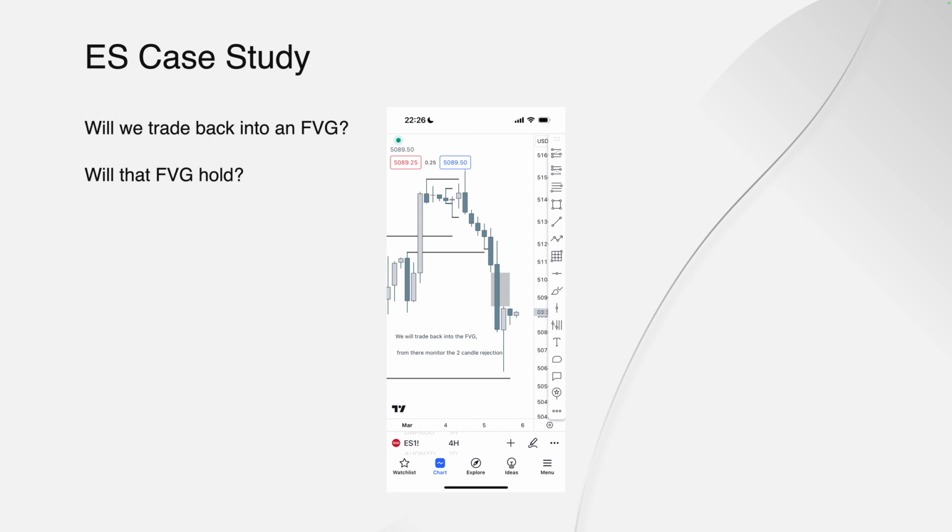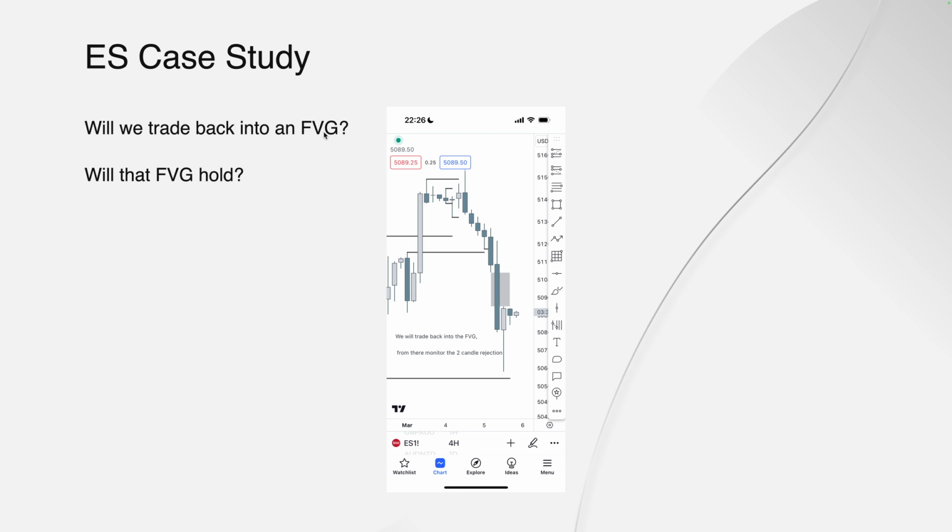I want to show you my exact thought process in a live market as well, where I wrote down, we will trade back into that gray box, that fair value gap right there. From there, monitor the two candle rejection. Now, leading up to that, we see again the lines right there, which we can recognize from the previous video, because those are the lines that we ended the video with, the PD arrays that we ended the video with. We can ask ourselves two questions from this case study. Will we trade back into an FVG right there?